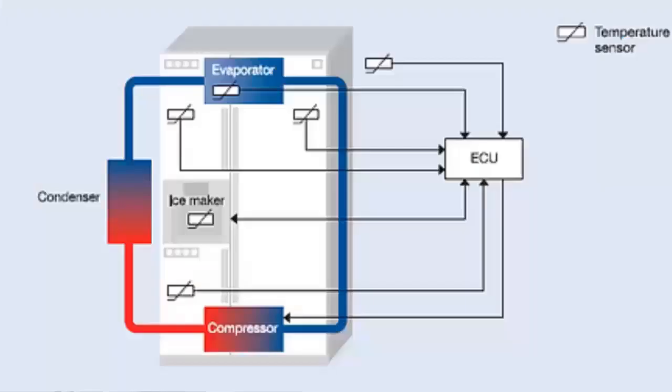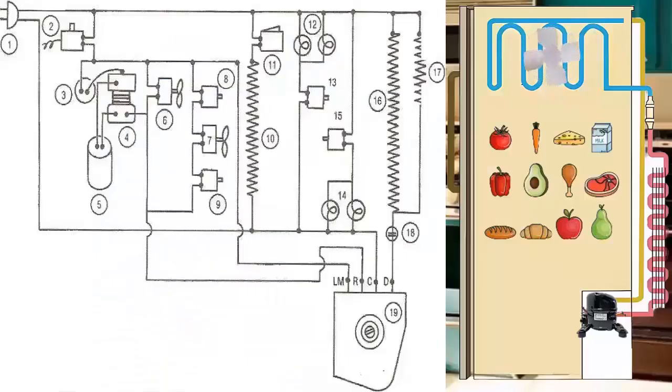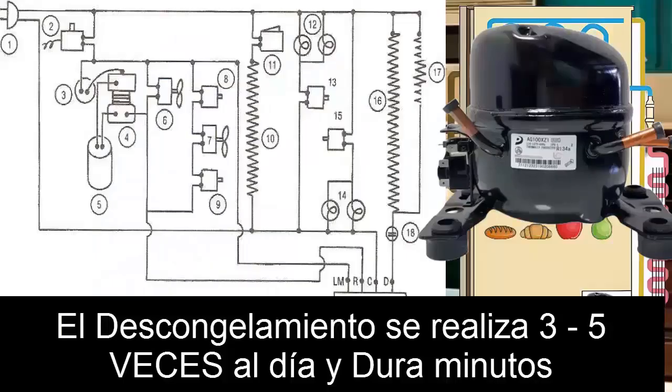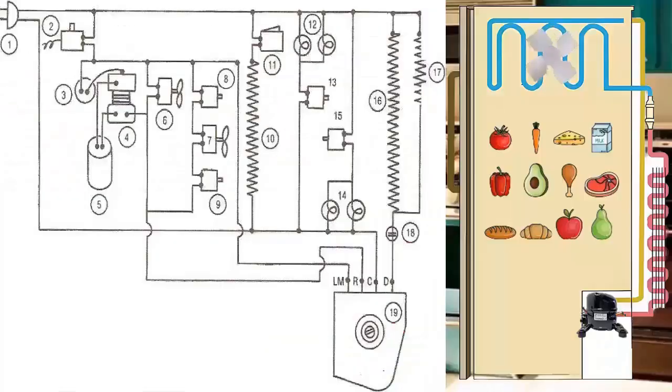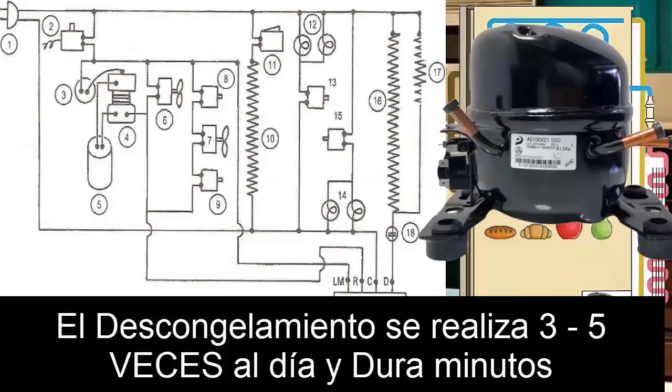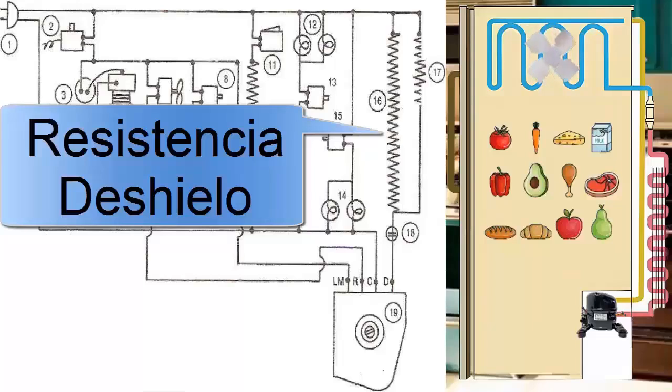2. Identify the control system. Determine if your fridge uses an electronic board or a mechanical timer to control the defrost process. Fridges with an electronic board use temperature sensors to regulate the defrost cycle. Fridges with a mechanical timer use a clock to trigger the defrost cycle at regular time intervals.